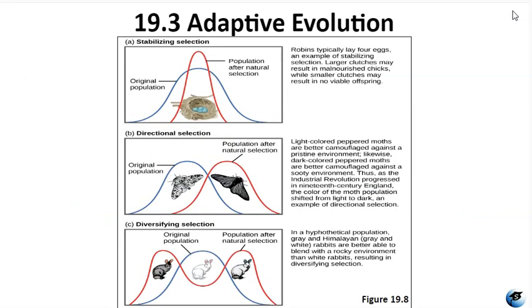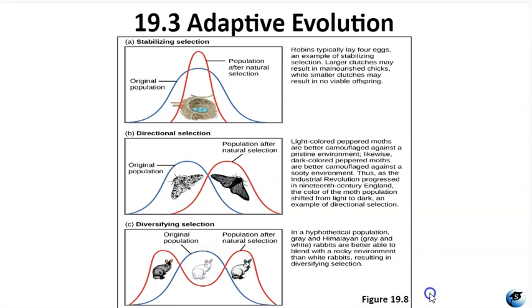Figure 19.8 shows how different types of natural selection can impact the distribution of phenotypes within a population. In stabilizing selection, A, an average phenotype is favored. In directional selection, B, a change in the environment shifts the spectrum of observed phenotypes. Then in C, diversifying selection, two or more extreme phenotypes are selected for, while the average phenotype is selected against.